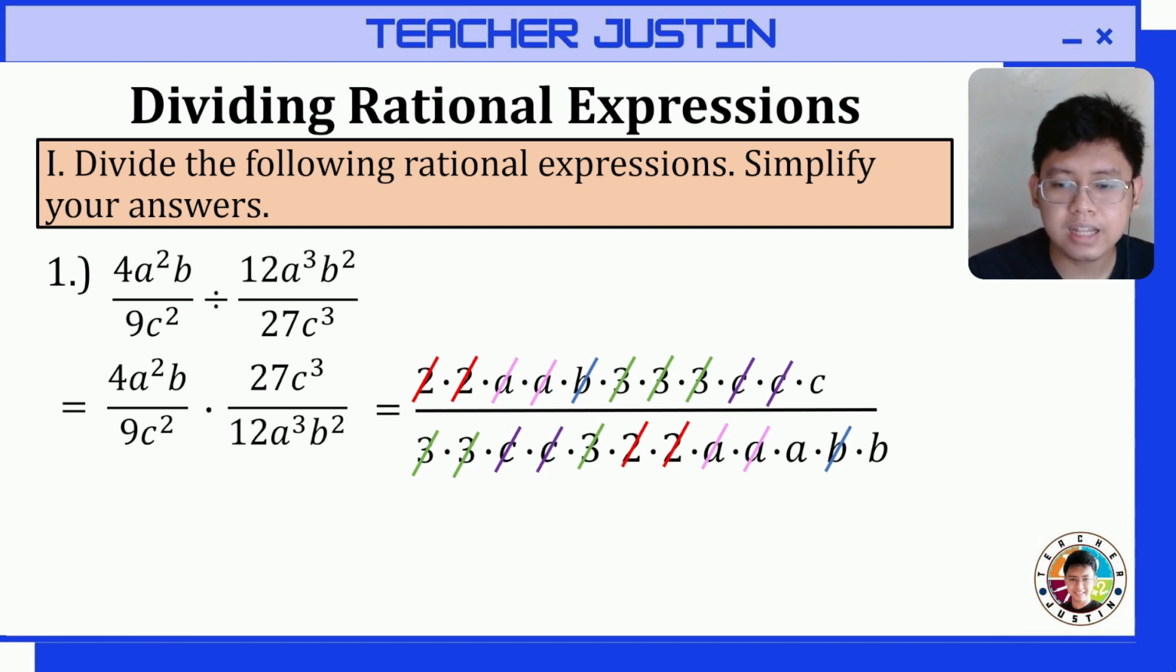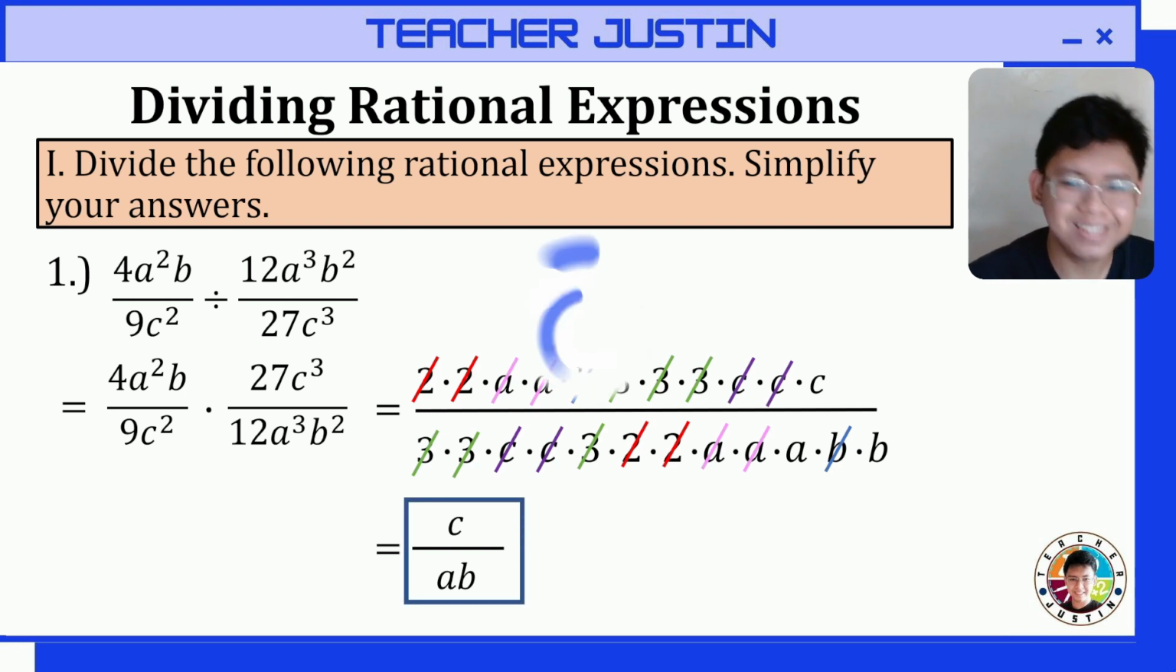Let's multiply the remaining factors of our numerator. Tapos, yung remaining factors ng ating denominator. So, ang natira na lang sa numerator natin ay si c. So, our numerator will just be c. And, yung ating denominator, ang natira ay a and b. So, a times b will be equal to ab. So, our final answer, the quotient of these two rational expressions will be c over ab. And that's it. Tada! Alright.